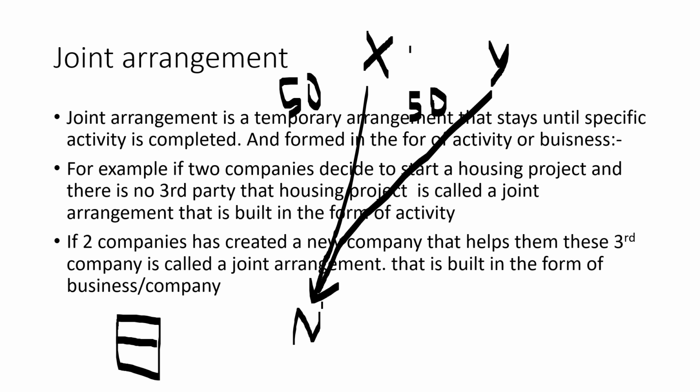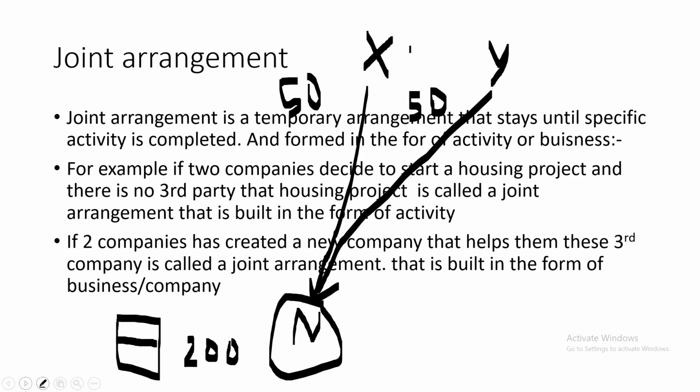So let me say N has bought a machine. X contributes $50 to buy this machine, and Y contributes $50. Let me say this machine is bought with $200. So $100 is covered by X and Y, and the rest, $100, is covered by liability.